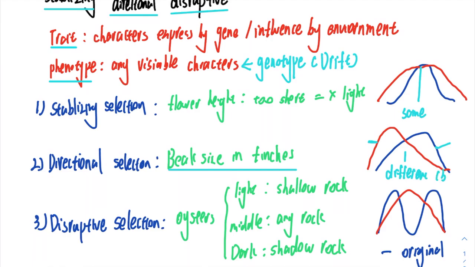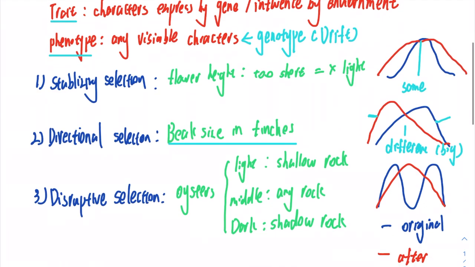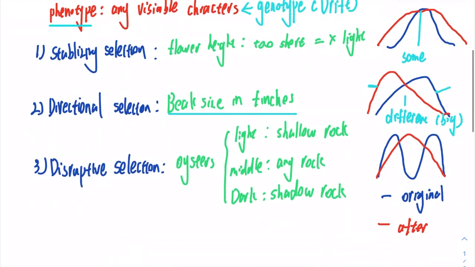like a big difference. And the third is disruptive selection, which is also called diversifying selection, describes the changing population genetics in which extreme values for a trait are favored over intermediate values.